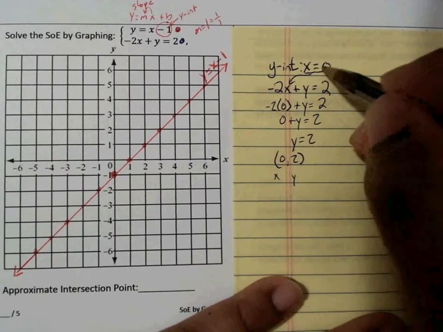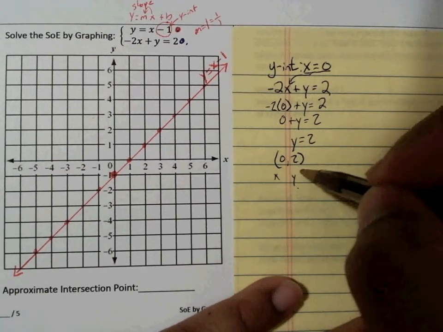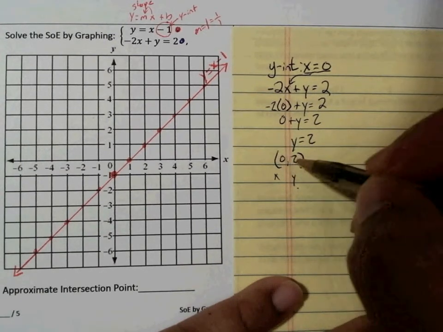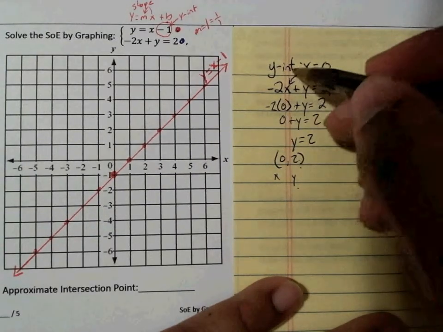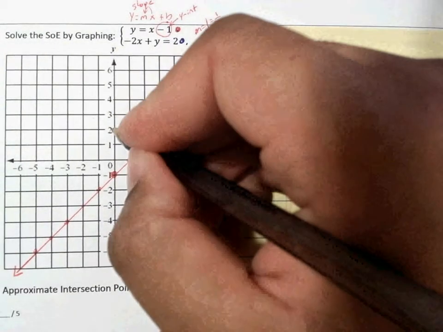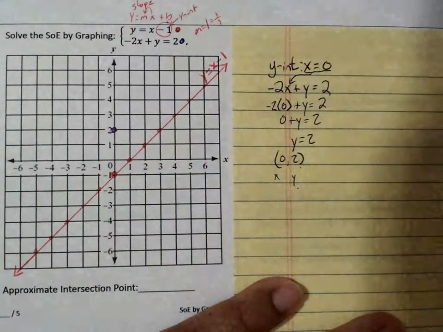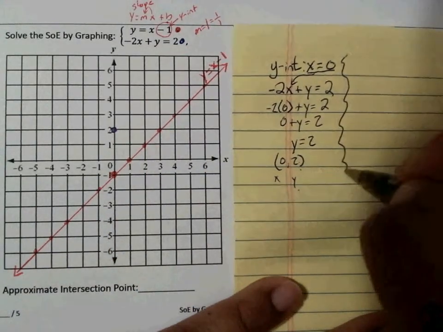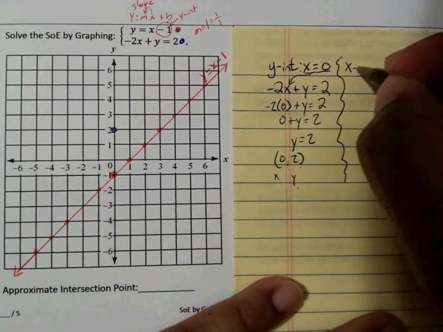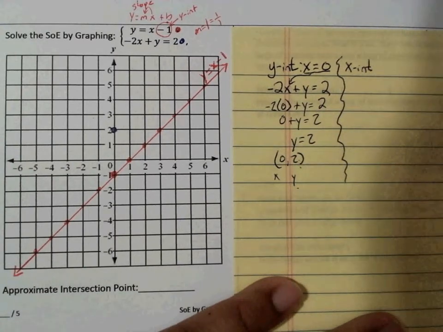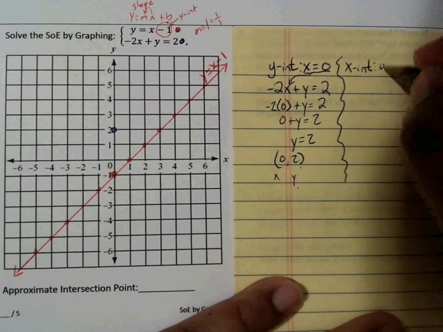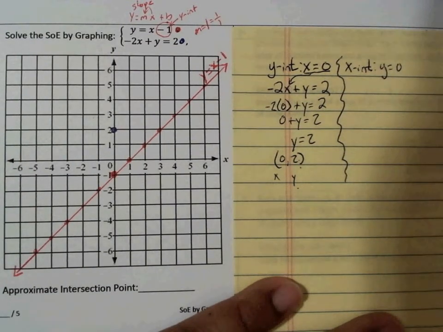X, y. X is 0, y is 2. So on our graph, we can plot 0, 2. It's our y-intercept. So we go to our y and we go to 2. And we can do the same thing to find the x-intercept. The only difference with the x-intercept is that y is equal to 0.